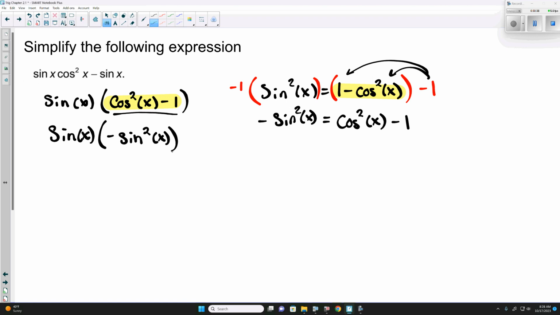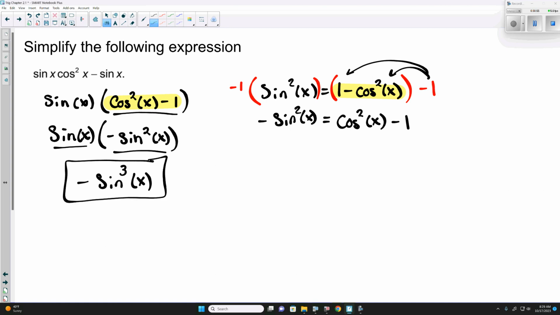We can replace it. Now over here, we have sine of x times negative sine squared. Well, we can actually multiply these. We'd have negative sine cubed of x. So in essence, we have simplified it. This is a little bit simpler than what we started with, sine of x times cosine squared of x minus sine of x.